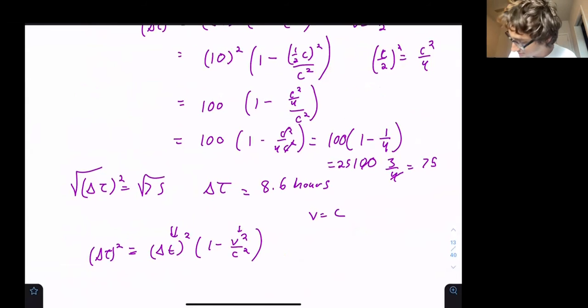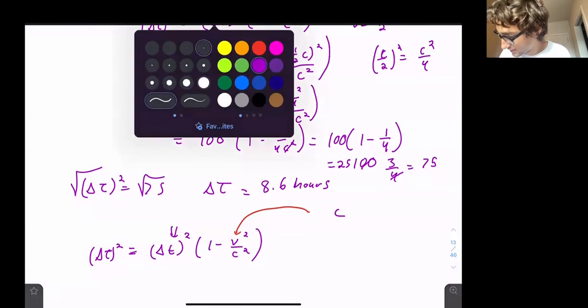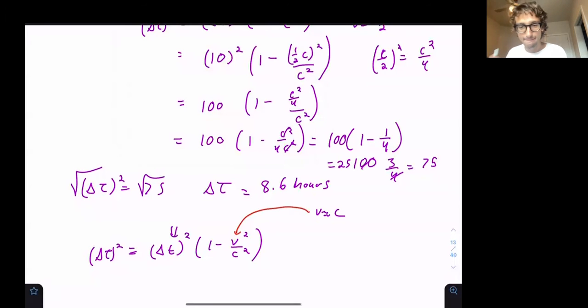Yeah, what if you plug in c for this? What if you plug c into here? You take c and you just plug it into this equation. What do you get? You would probably die. Okay, how about very close to c? How about almost c? Very, very, very close to c.